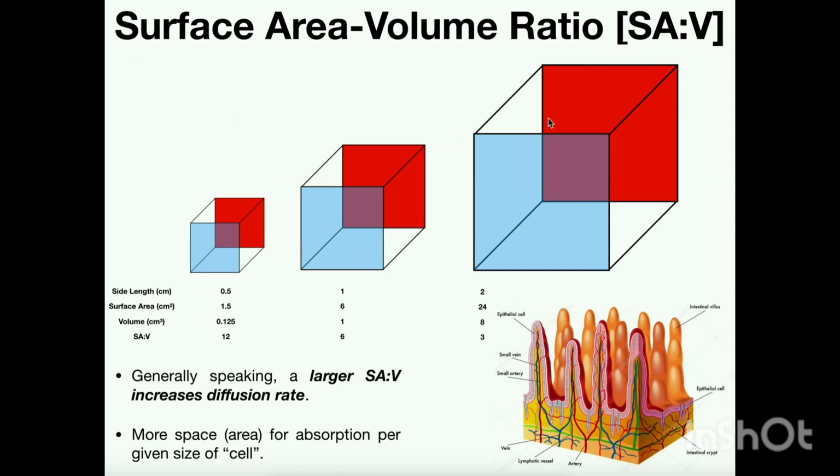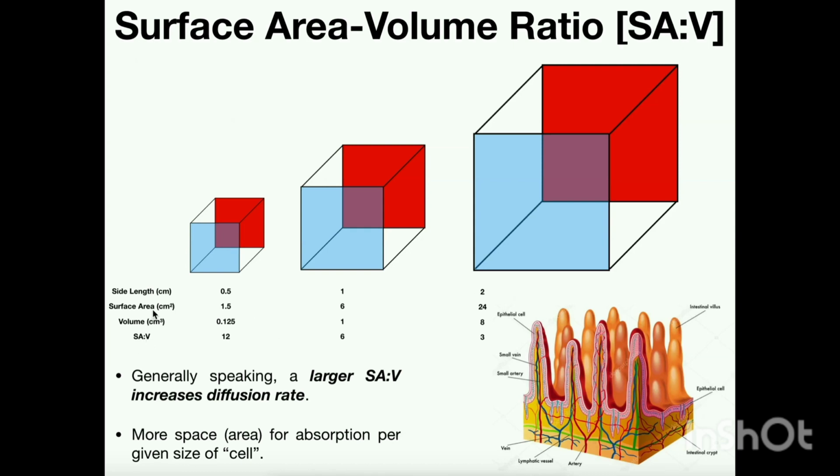I've got 3 cubes here of increasing size. The first one is the smallest one, and it has a side length of 0.5 centimeters. Okay? This one in the middle is larger. It has a side length of 1 centimeter, and the one on the right side, the biggest one, has a side length of 2 centimeters. Of course, they're not necessarily drawn to scale. I want to calculate 2 things, and then I'm going to determine the surface area to volume ratio, and then I'll explain what that means.